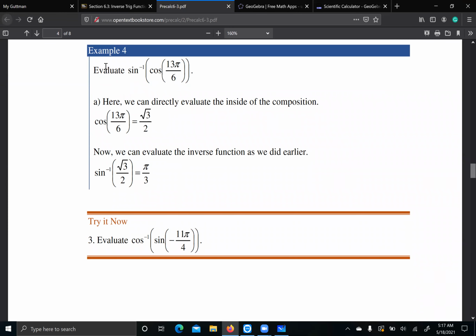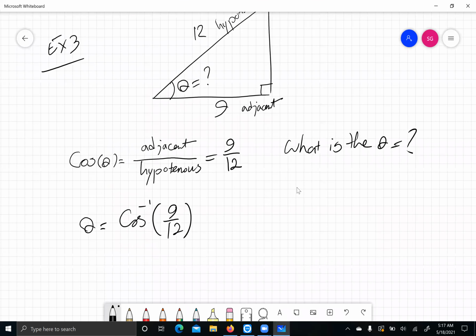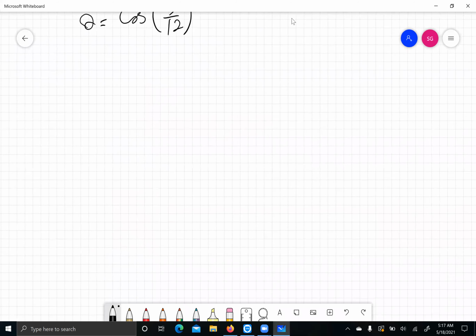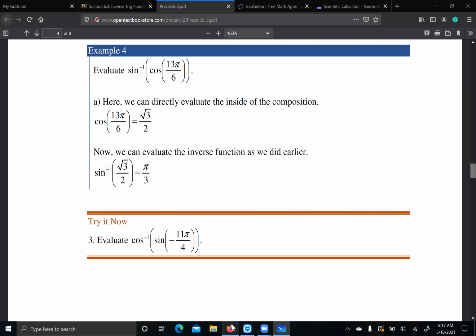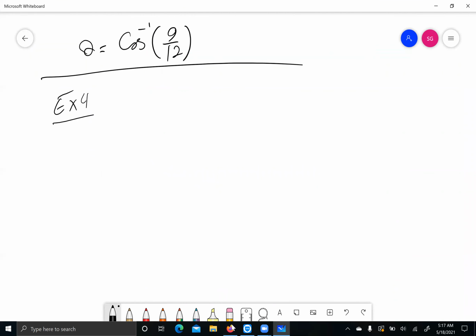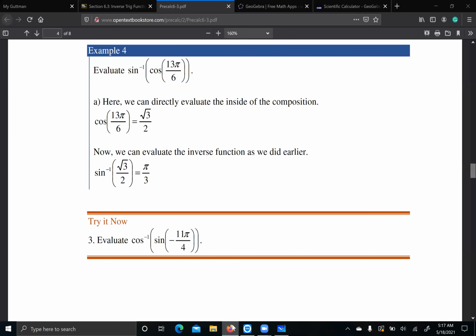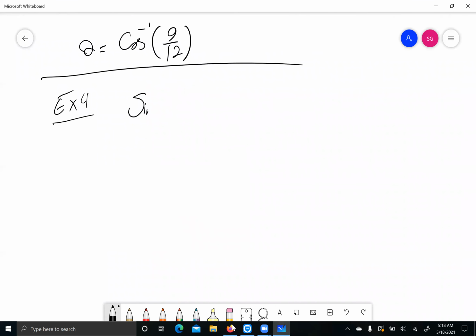Now let's look at example 4. Evaluate sine inverse of cosine of this angle. So it's a composition of two trig functions. This is example 4. It's sine inverse of cosine of 13 pi over 6.